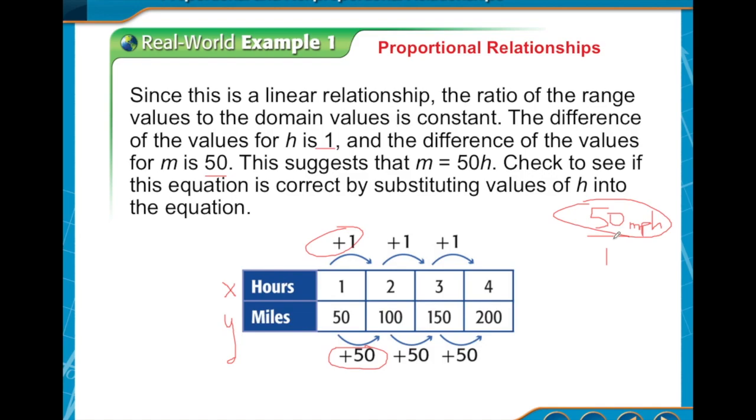So there's our slope that we found, 50, right here, times the number of hours gives us the miles. We can check to see if this equation is correct by substituting values of h into the equation. Please have the table. Don't worry about the words. You already have the table from the last part. So be sure to have the slope and our equation, m equals 50h, as we move to the next slide.